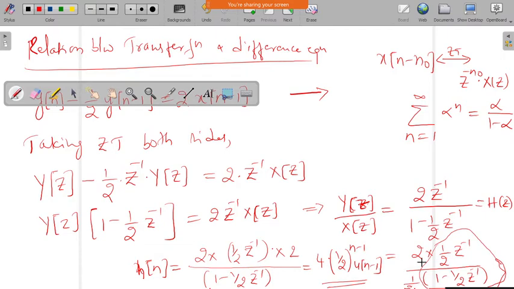So how to take the inverse Z transform? Use the standard expressions, make your Z transform come in that form, then you can take the inverse Z transform. Is it clear?